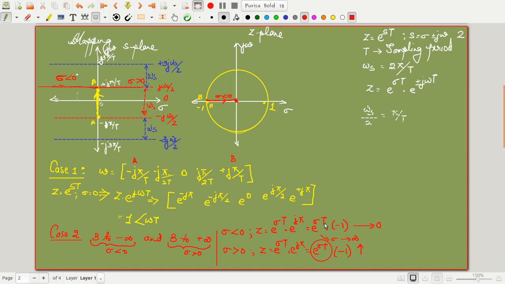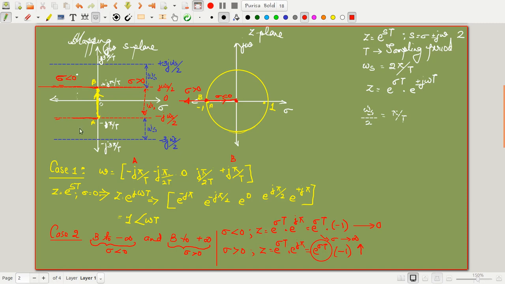Minus 1 and increasing. So from point B, this point is going towards the left of the unit circle when sigma is greater than 0. And that means when the line is towards the right of the imaginary axis on the z plane, it will go from minus 1 to minus infinity. It is going to the outward of the unit circle. And the left of the imaginary axis, it is going to the inside of the unit circle. That is very important.